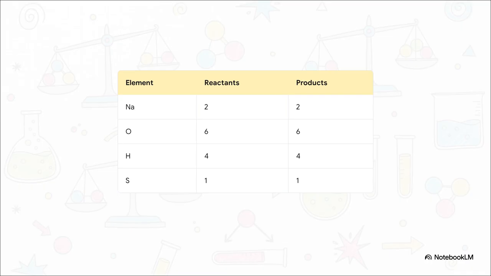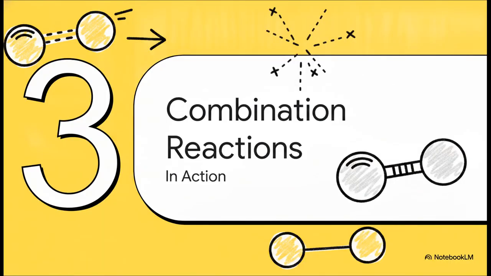We've officially converted an unbalanced equation into a balanced one just by applying the proper factors to the appropriate reactants and products. Our trial and error method is a complete success. All right, let's jump straight into Section 3, combination reactions in action.